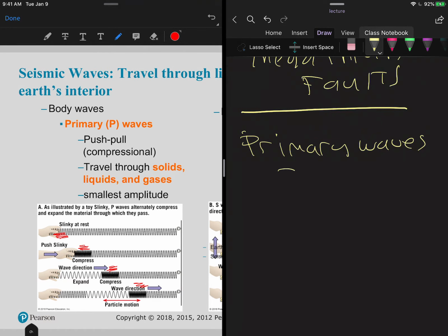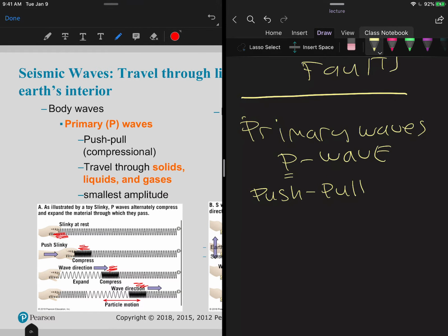Another word for them is P waves, or you can say, because of P, you can call these push-pull waves, because it pushes and pulls on the earth as it moves. And these P waves can travel through solids. So let me just say travel through also. They can travel through solids, and also liquids and gases.